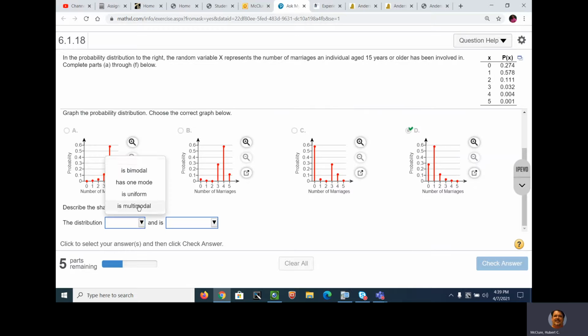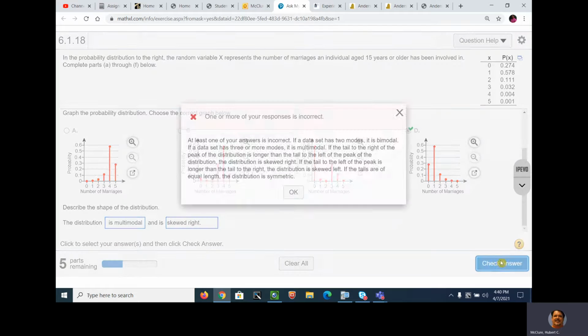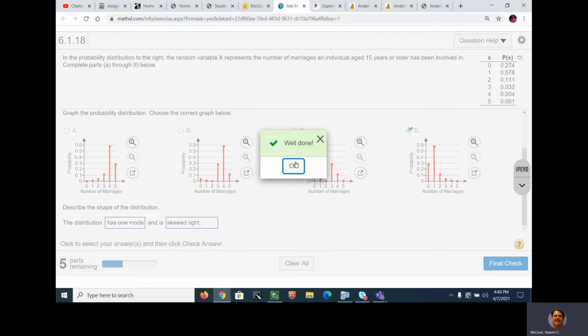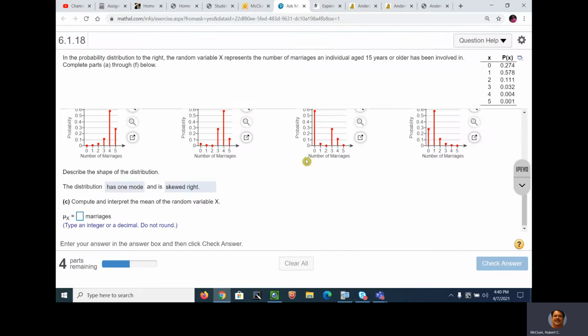It is multimodal and skewed right. It's not multimodal, it is bimodal. Sorry. Nope. It is one mode. There we go. All right.